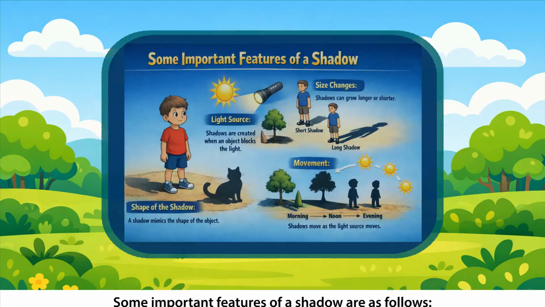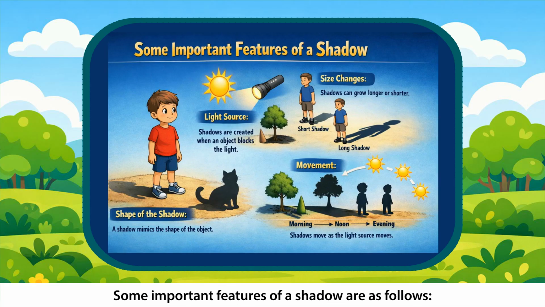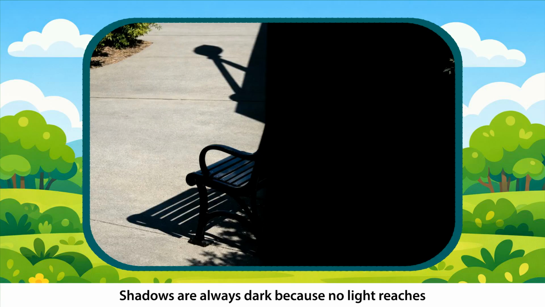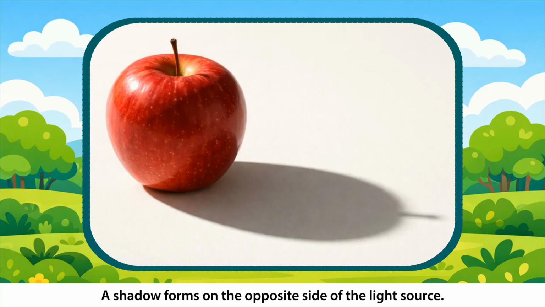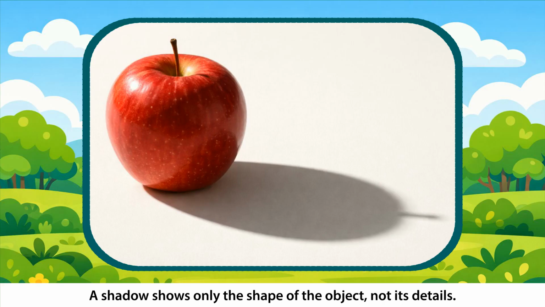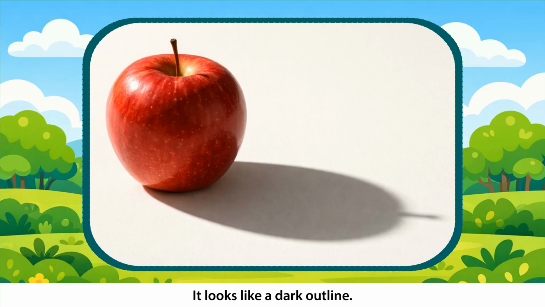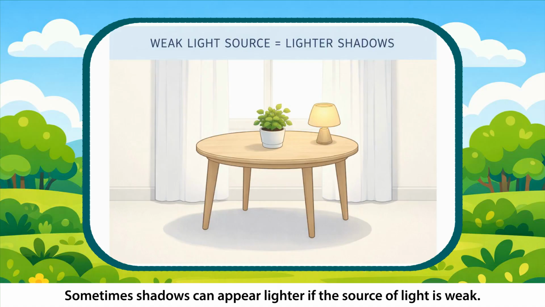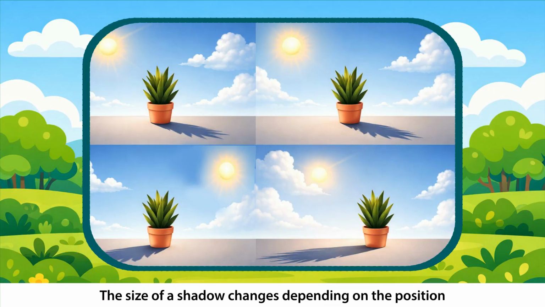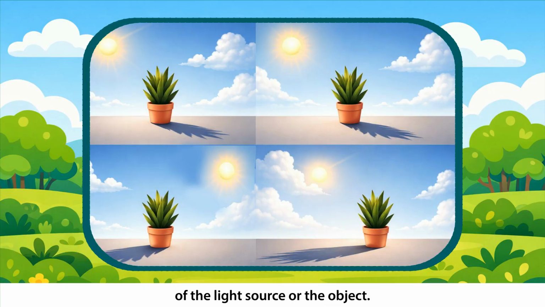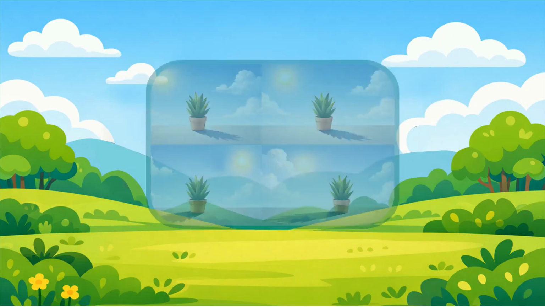Features of a shadow. Some important features of a shadow are as follows. Shadows are always dark because no light reaches the space where the shadow is formed. A shadow forms on the opposite side of the light source. A shadow shows only the shape of the object, not its details. It looks like a dark outline. Sometimes, shadows can appear lighter if the source of light is weak. The size of a shadow changes depending on the position of the light source or the object.